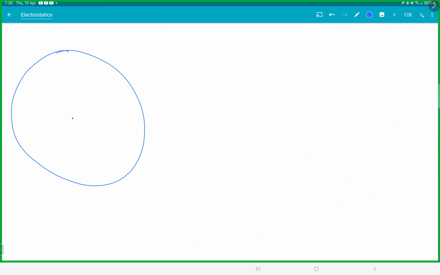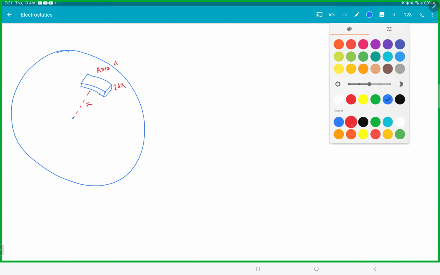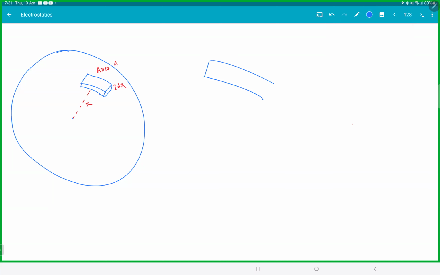Now, these things, right? You should have seen this kind of techniques once. So I'll take a small piece here. Like this. You're getting it? So I'll take a small area. Here a distance X. I'm exaggerating the figure here. Area A, and let this thickness be dx. So this piece will look like this. You're getting how it is?